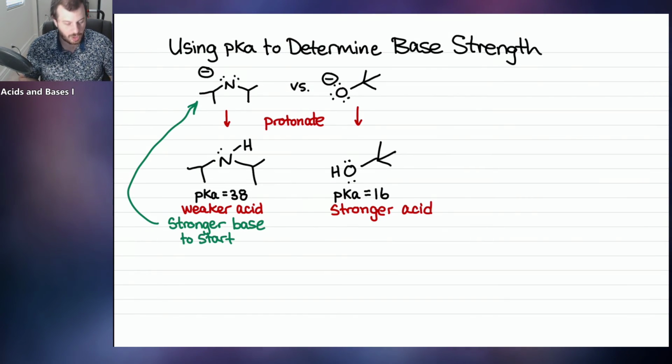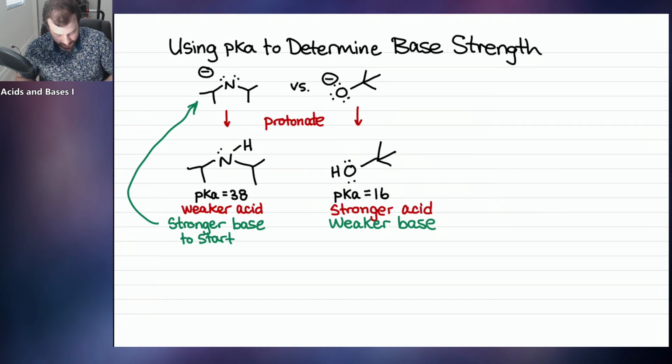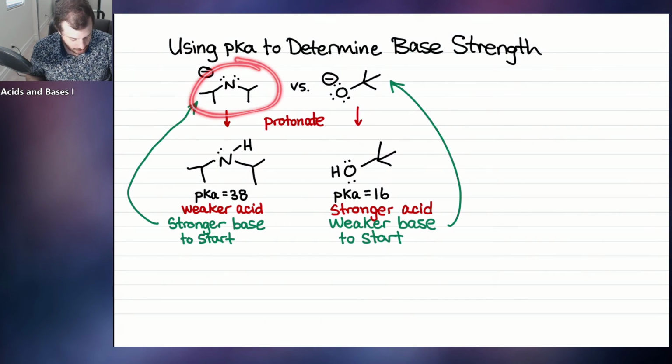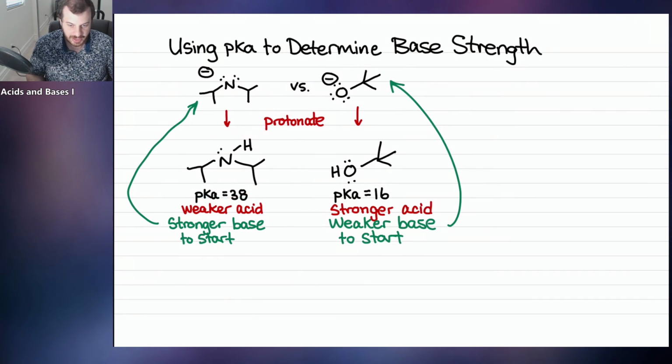In other words, the molecule that acid was derived from is a strong base, versus the alcohol, which was a stronger acid. That means it was formed from a weaker base to start. So in this way, we can use pKa to determine who is the stronger base. We just take the substance we want to assess, we protonate it, and we figure out the pKa of that protonated product. If the pKa of that protonated product is very high, that means the base was very strong. If the pKa of the protonated product is very low, that means the base was very weak. Does that make sense? Hopefully that makes sense.